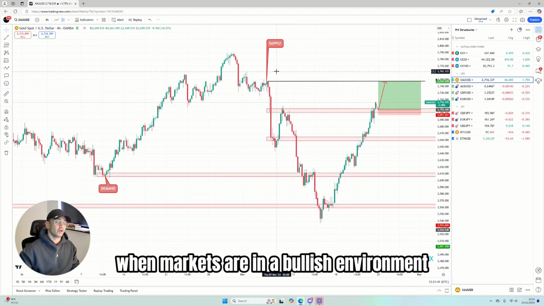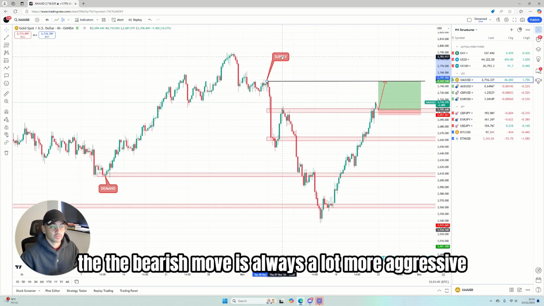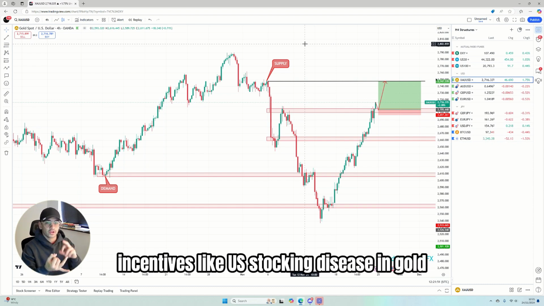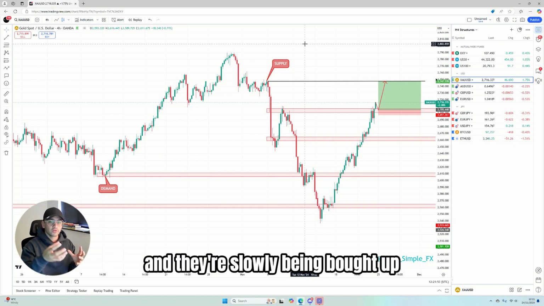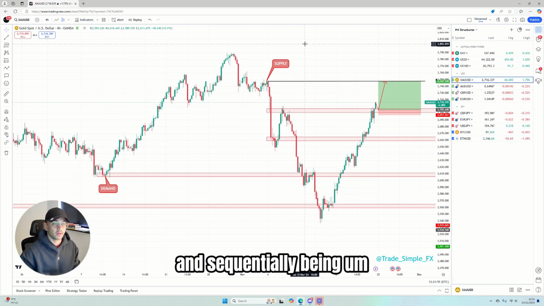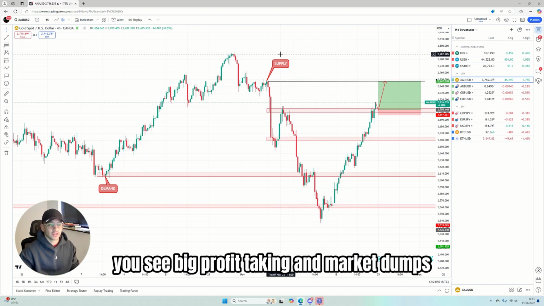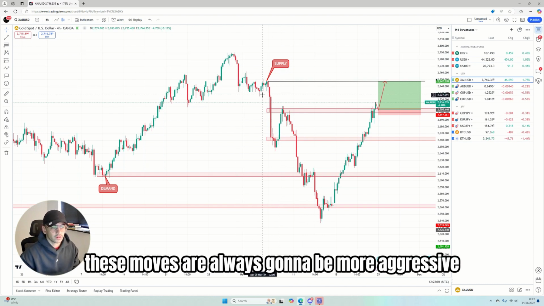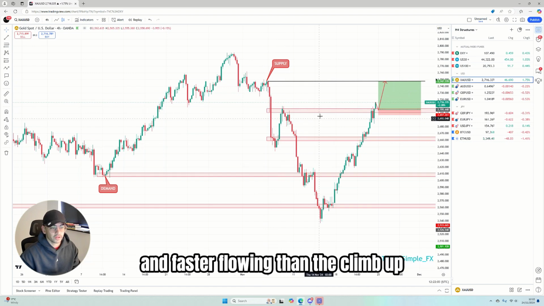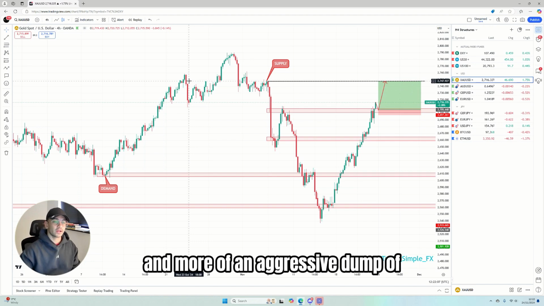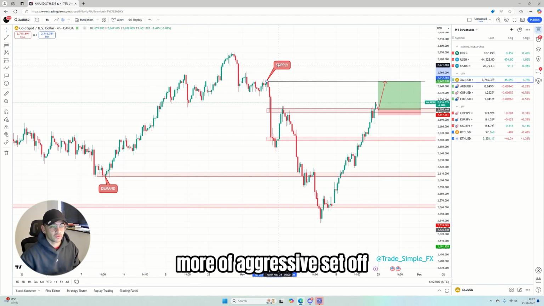You can see that when markets are in a bullish environment, the bearish move is always a lot more aggressive, because we're in a buyer's market for long-term incentives like US stock indices and gold, and they're slowly being bought up and sequentially seeing growth. And when you see big profit taking and market dumps, these moves are always going to be more aggressive and faster flowing than the climb up. So it's more of a regimented uptrend and more of an aggressive dump and sell-off.